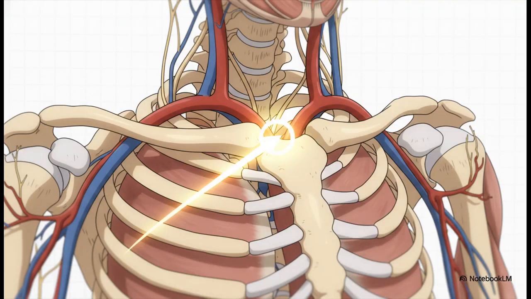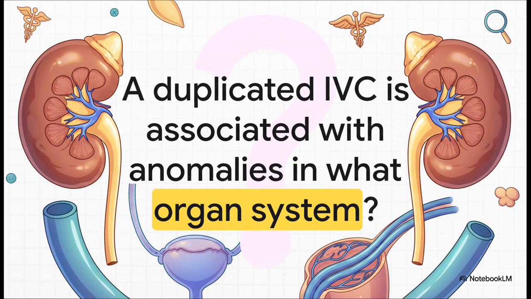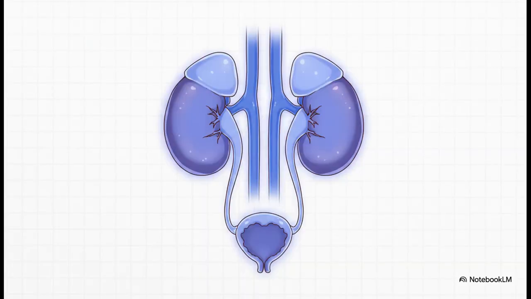The first rib. That's it. The subclavian artery becomes the axillary artery right at the first rib. Perfect. Okay, next one. A duplicated IVC. It's strongly associated with problems in what other organ system? The renal system, exactly. Remember that connection. You see a duplicated IVC, you should immediately think about potential kidney issues, like a horseshoe kidney.